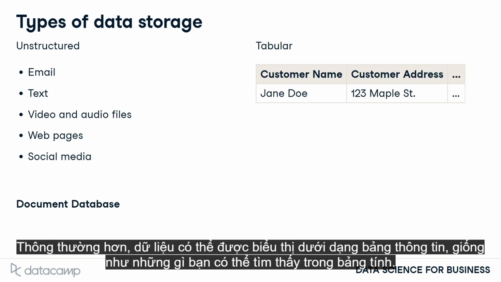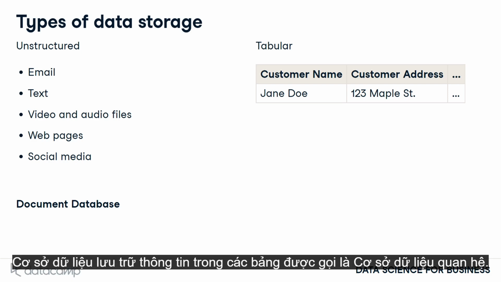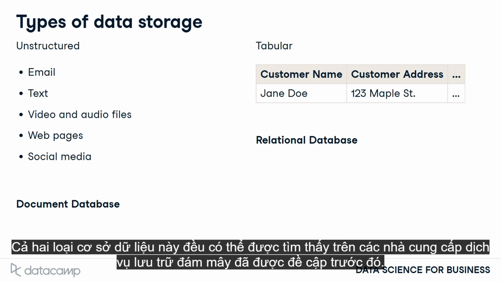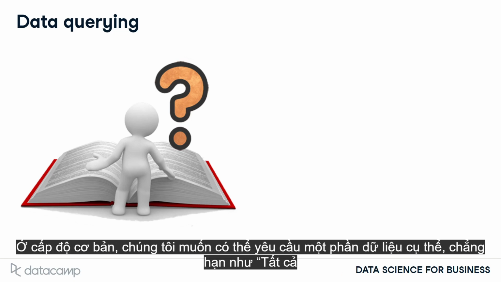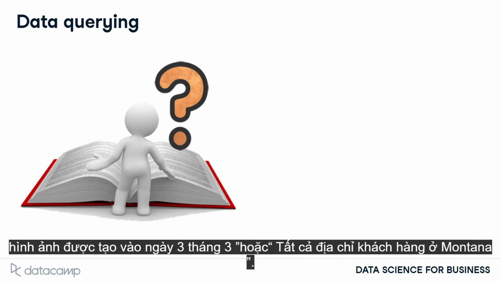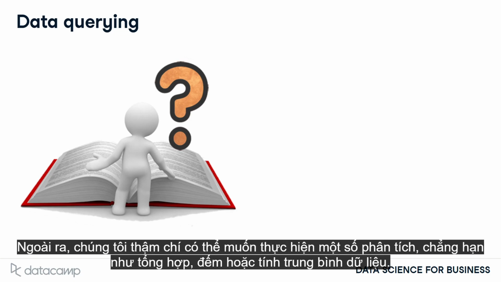More commonly, data can be expressed as tables of information, like what you might find in a spreadsheet. A database that stores information in tables is called a relational database. Both of these types of databases can be found on the cloud storage providers that were mentioned earlier. Once data has been stored in a document database or a relational database, we'll need to access it. At a basic level, we'll want to be able to request a specific piece of data, such as all of the images that were created on March 3rd, or all of the customer addresses in Montana. In addition, we might even want to do some analysis, such as summing, counting, or averaging data.